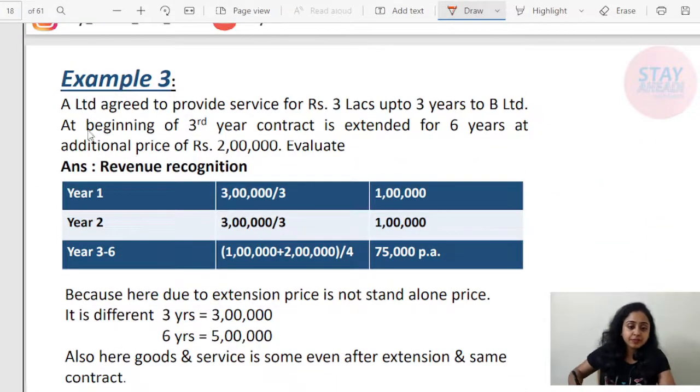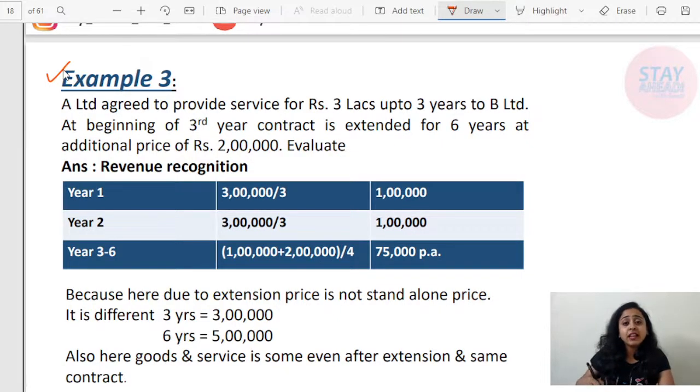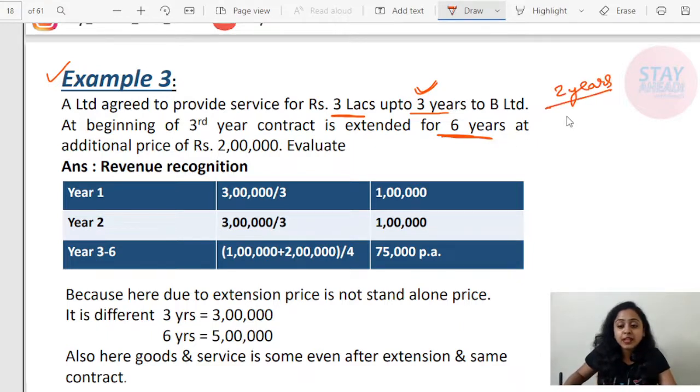Example number 3. These examples are very important to get an insight into the concept. A Limited agreed to provide services for rupees 3 lakh over 3 years to B Limited. At the beginning of the third year, the contract is extended to 6 years. Initially it was 3 years and 3 lakh rupees, so every year the charge to P&L was rupees 1 lakh. At the beginning of the third year, this means 2 years have been completed and have been charged as per the previous rate. This means 1 lakh and 1 lakh for year 1 and year 2 have already been charged.